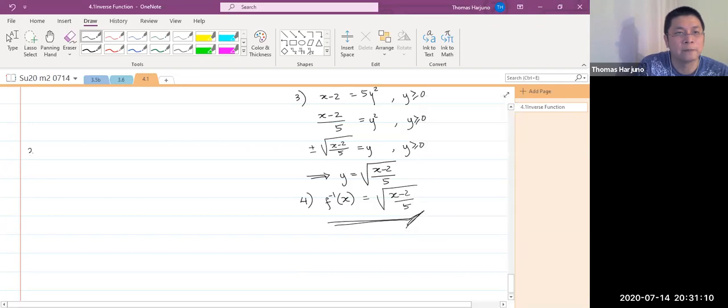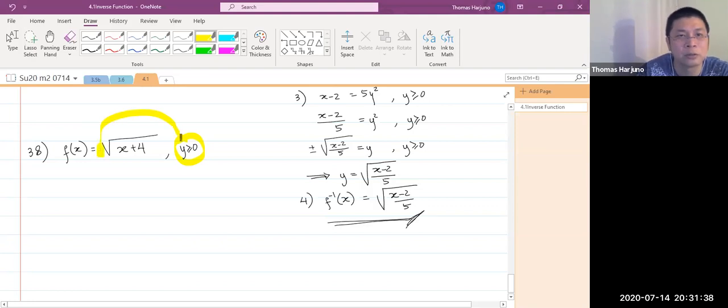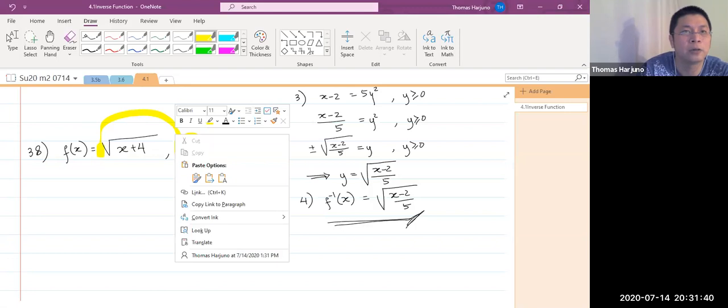Number 38, that's another case. Number 38, f(x) equals the square root of x plus 4. Okay, now notice that f(x) is positive here, not negative. They don't tell us this, but implicitly from that function, we need to get the positive branch. Right? Okay, now let's see what will happen later on.